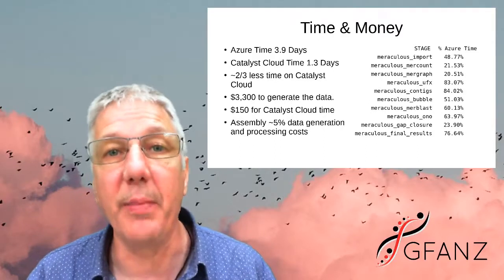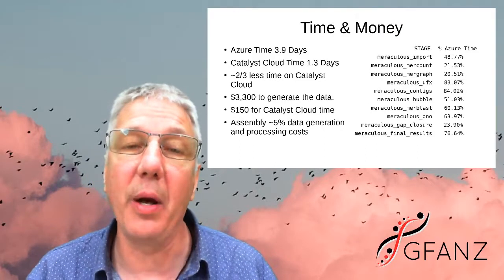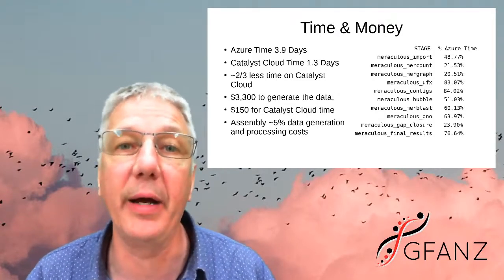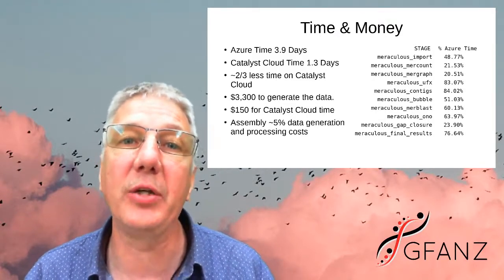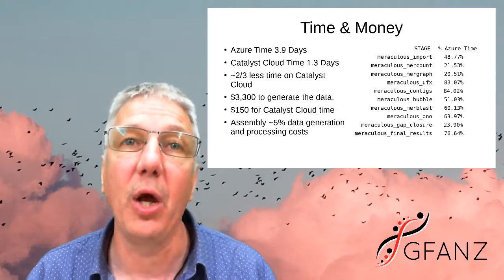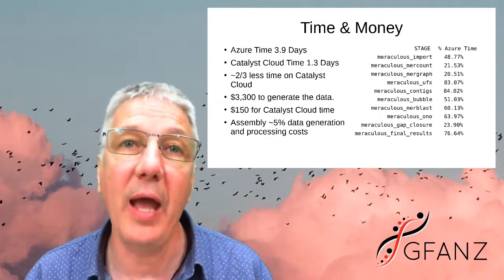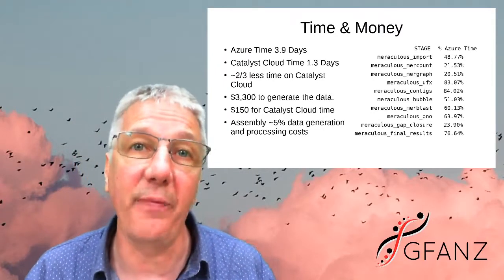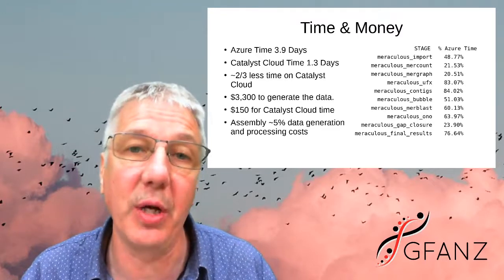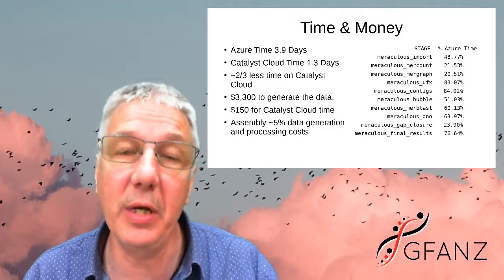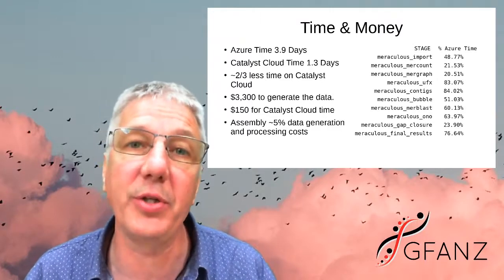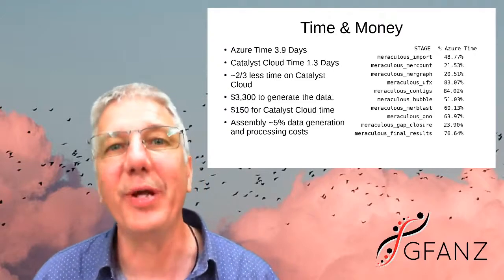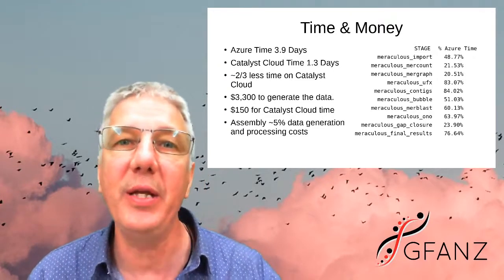Another cost comparison that might be useful is around the cost for doing the assembly, the computational work, versus generating the data. So in this case, DNA extraction, library prep, and sequencing costs about $3,300, and the time on the Catalyst Cloud was about $150 to do the assembly. So that's about 5% of the total data generation and processing costs. Now, we didn't include labor in the data generation cost, so if we did, this computing cost would be even less.